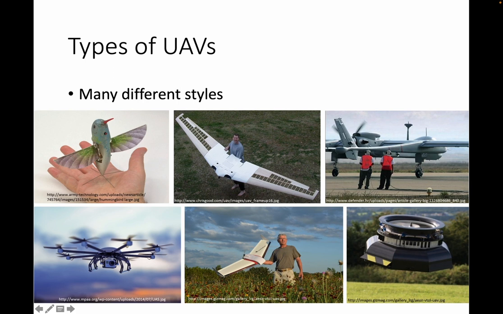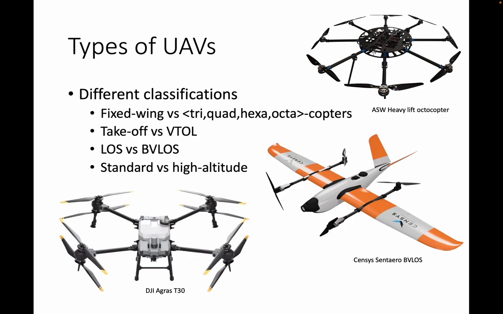I've seen other drones that are like a spinning handle, and they fly in swarms and are used for monitoring forest fires. So there are many unique and creative ways to build drones and things that drones do. Some drones are fixed wing. You can see here a fixed wing drone, the Censys Sentaero BVLOS. BVLOS means it can fly past your visual line of sight, as opposed to most drones, which are required to stay within your visual line of sight.